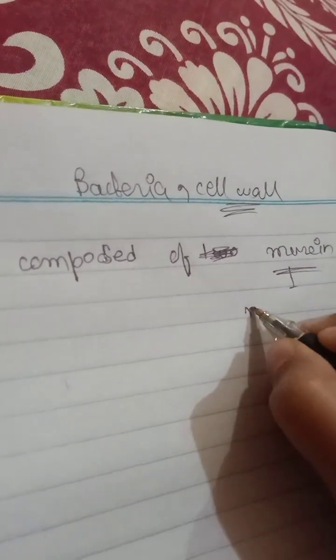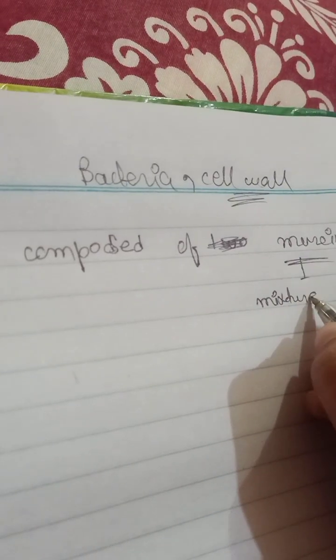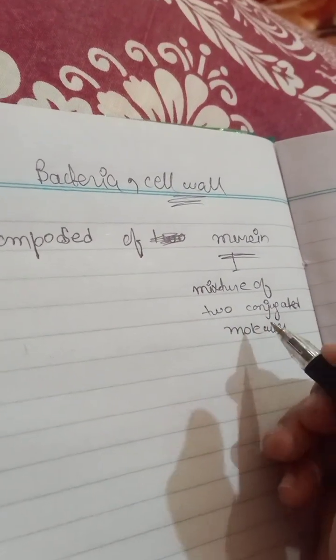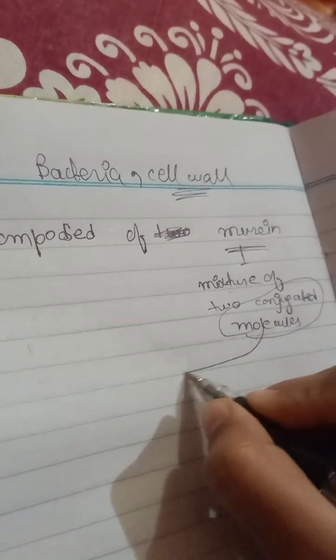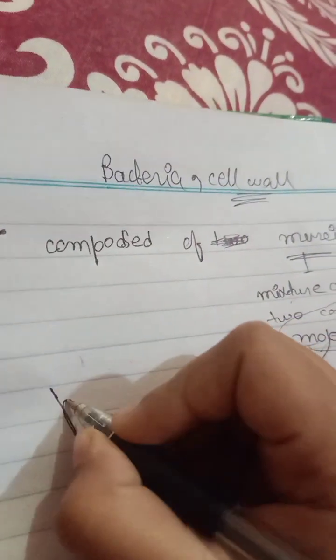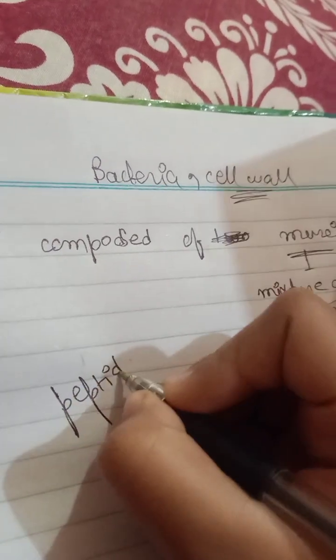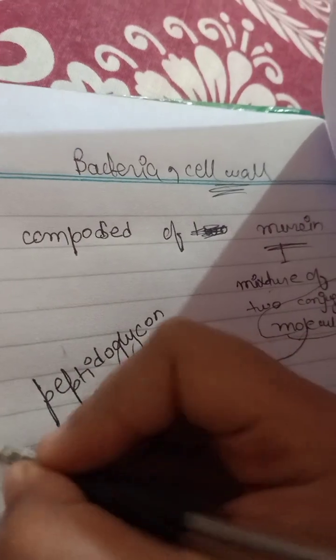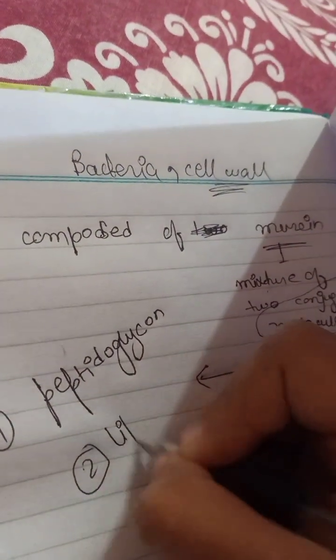What is murein? Murein is basically the mixture of two conjugated molecules. So their cell wall is made up of murein. Murein is basically the mixture of two conjugated compounds, which means the combination of two molecules together, we are calling that conjugated. And what are those conjugated molecules? The first one is the peptidoglycan, and the second one is the lipoglycan.